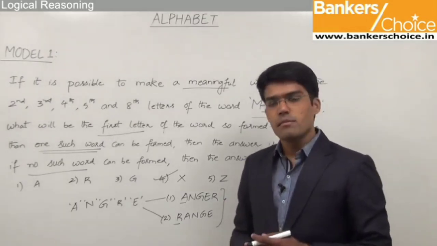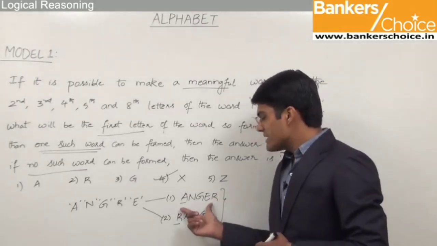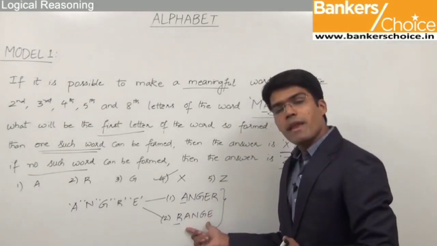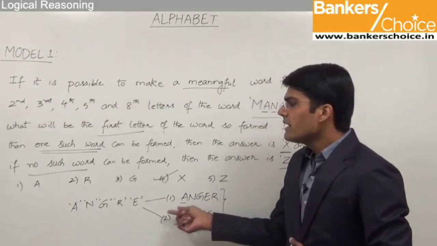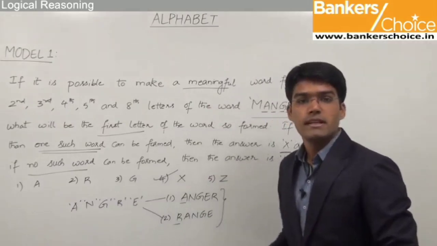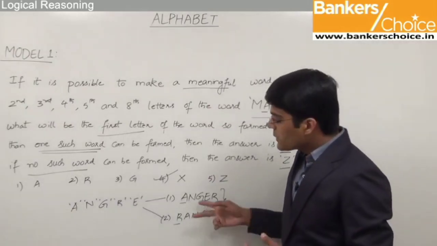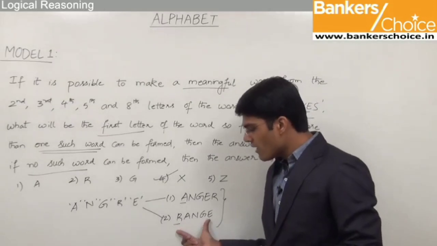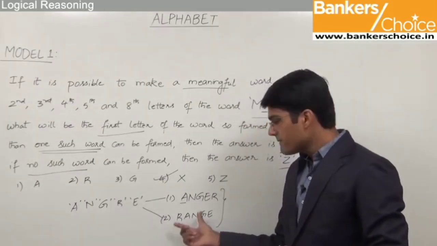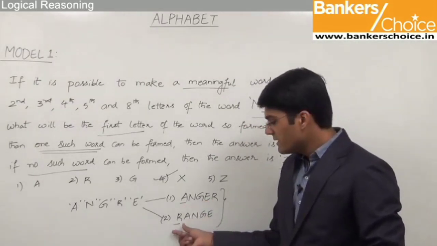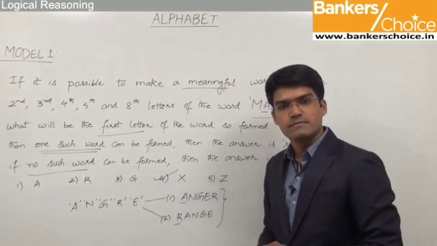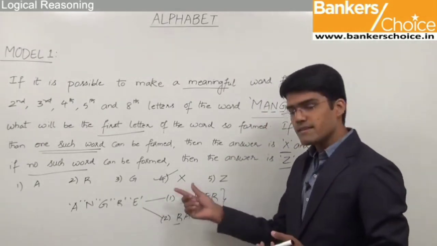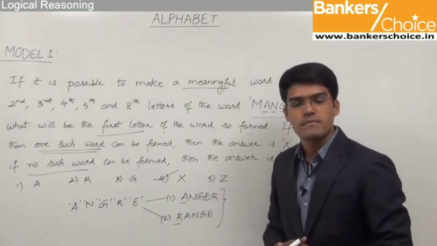The other point which we have to remember here is, by chance, if a student gets only the first word anger and he is not able to make out the word range, he may mark A as the answer, and unfortunately he will go wrong. Why? Because actually two words can be formed. Similarly, if some student is able to make out only the word range, and if anger doesn't strike to him, then his answer would be R. And even in this case, he is wrong. Why? Because the actual answer is X, since we are able to make out two words.